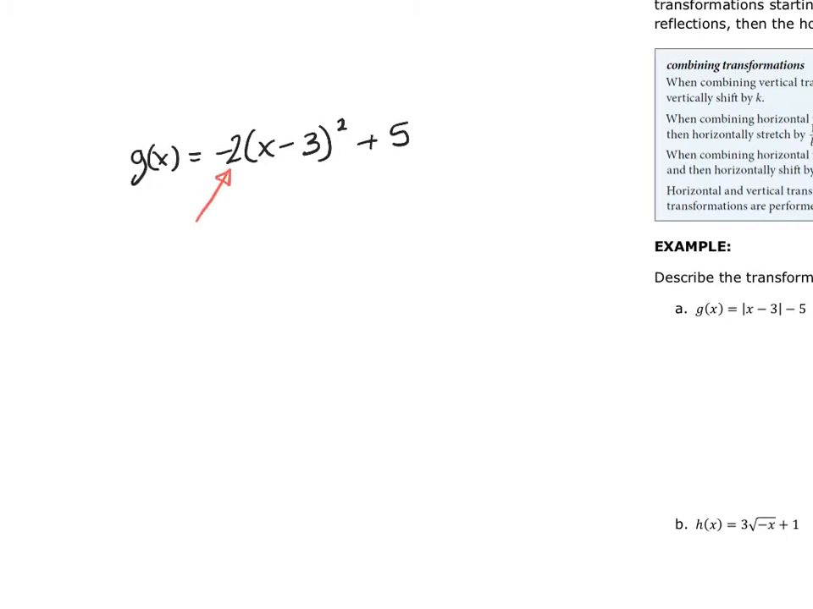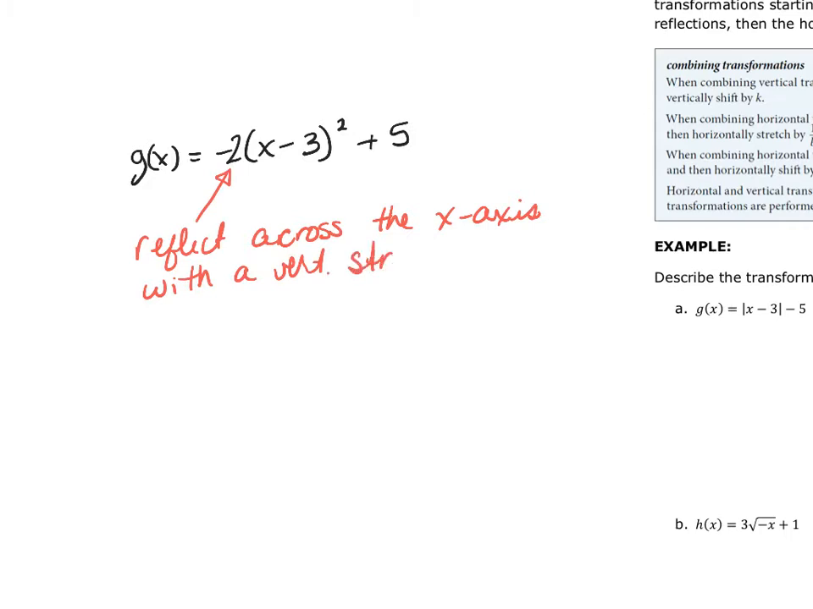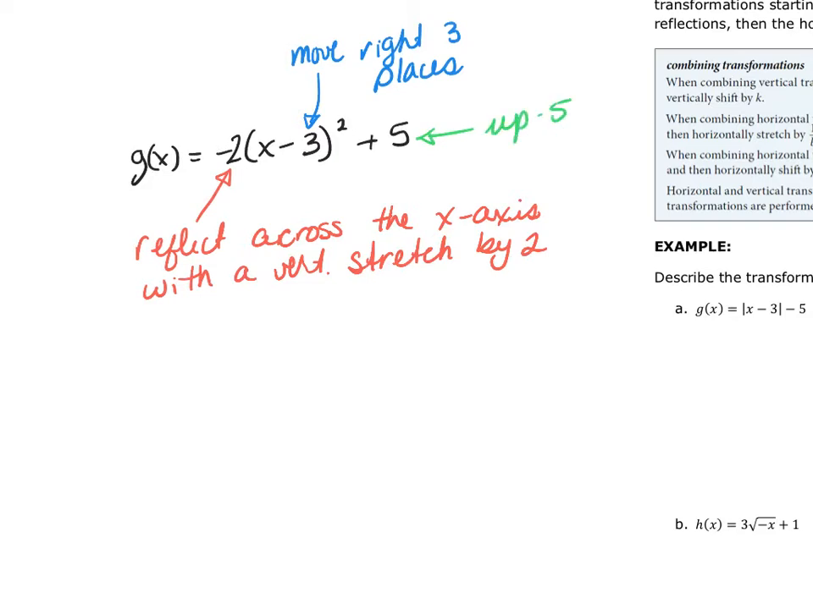So this negative 2 is going to reflect across the x-axis with a vertical stretch by 2. Then what the 3 does, and it's a minus, so it's going to move right 3 places. And then this plus 5, I'm going to move up 5.